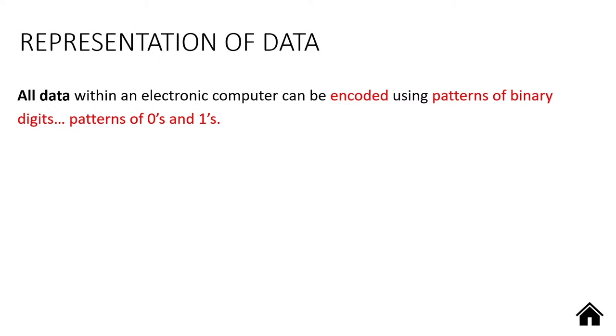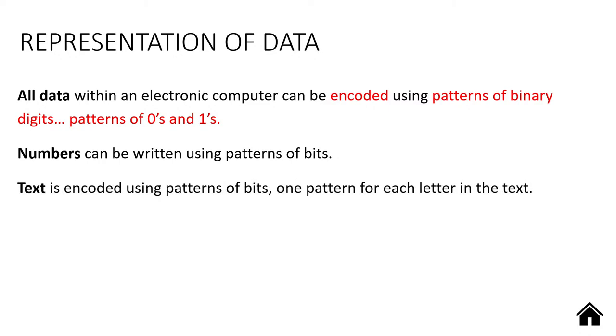Now, all data within an electric computer is encoded using patterns of binary digits, and they'll come in different word lengths. Numbers can be written using patterns of bits. Text gets encoded as patterns of bits, so one pattern for each letter in the text. And you might have heard of things to display text.